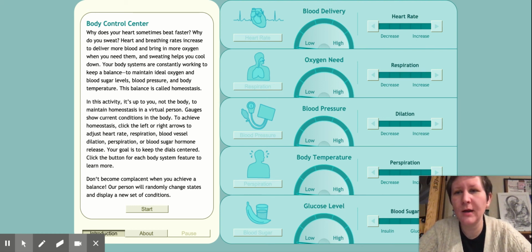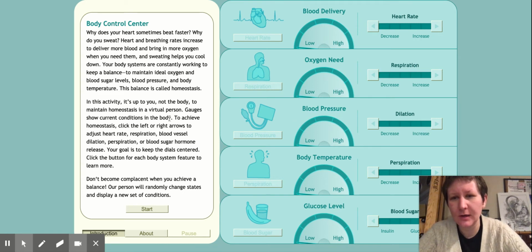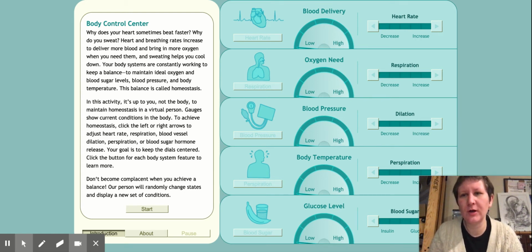Hello, this is the Body Control Center simulation. In this simulation, it's up to you to maintain homeostasis for a virtual person. Homeostasis is the term for when our body keeps everything even and stable.